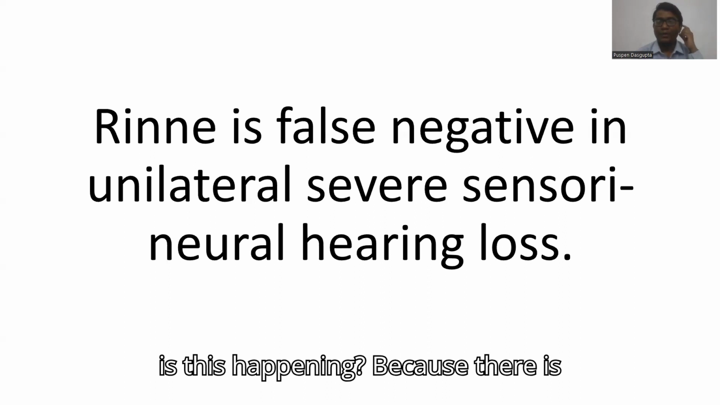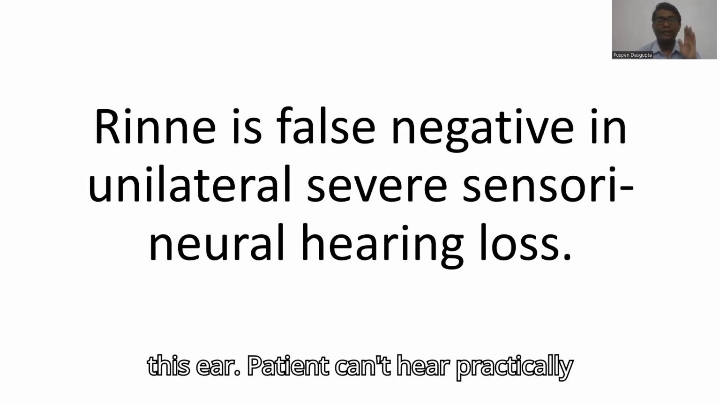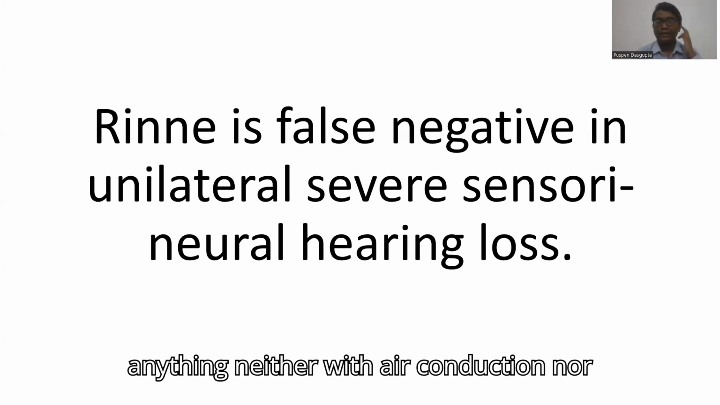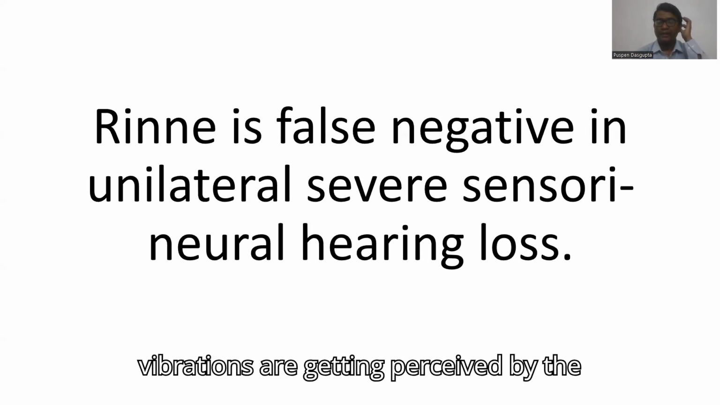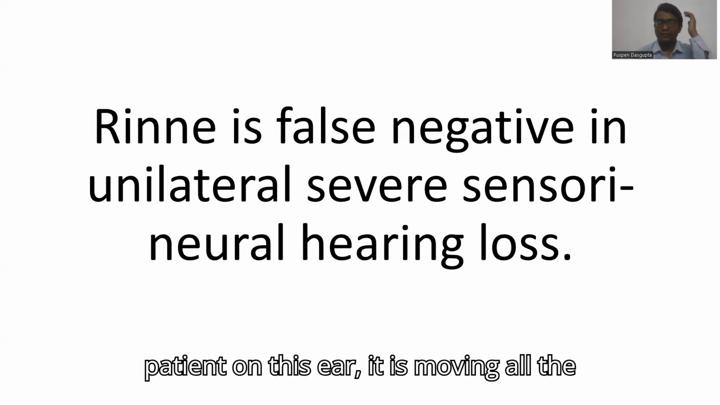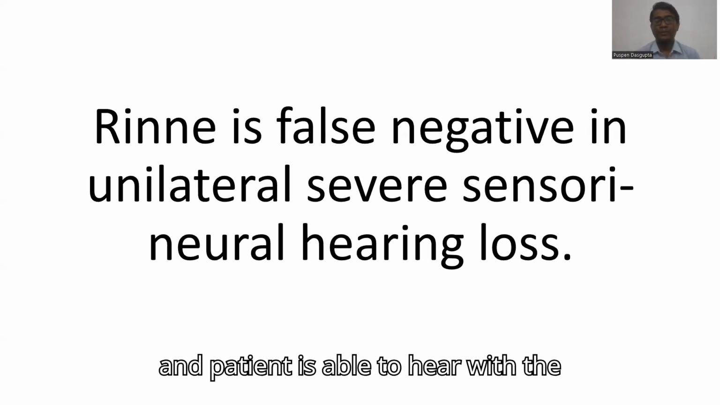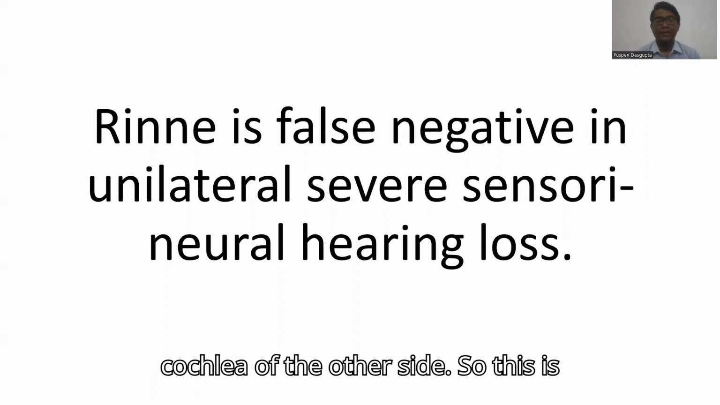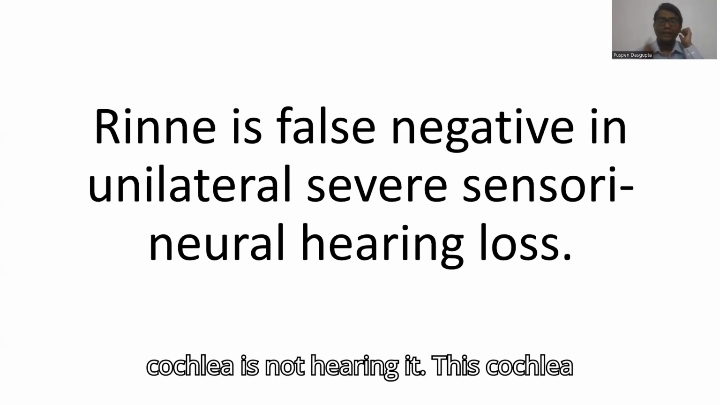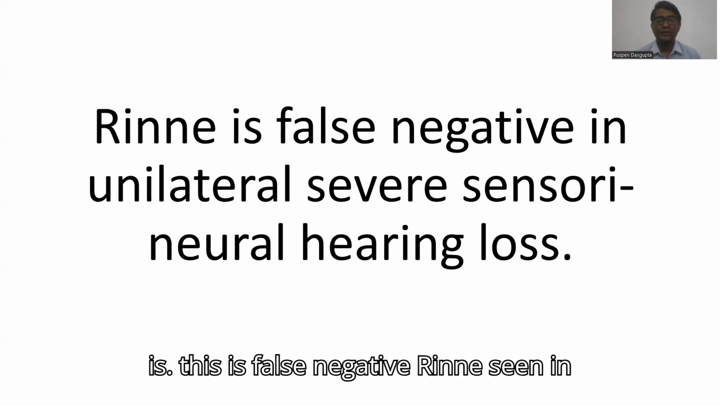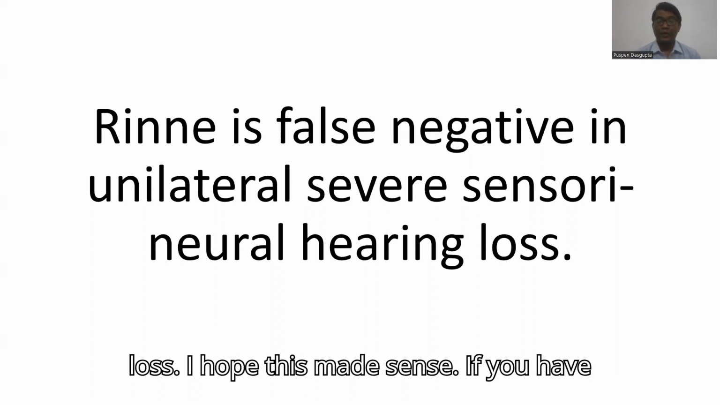Why is this happening? Because there is severe sensorineural hearing loss in this ear. Patient can't hear practically anything, neither with air conduction nor with bone conduction. But when the vibrations are getting perceived by the patient on this ear, it is moving all the way to the other ear through the cranium, and patient is able to hear with the cochlea of the other side. So this is not true negative Rinne, because this cochlea is not hearing it, this cochlea is. This is false negative Rinne seen in unilateral severe sensorineural hearing loss.